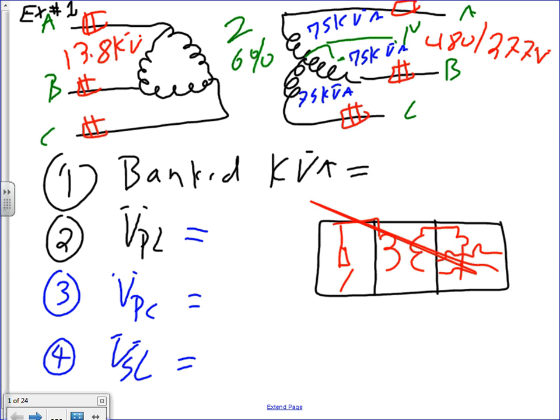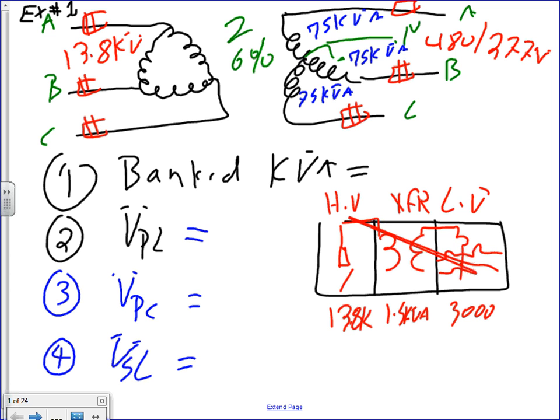And then they call this section high voltage, transformer, and low voltage. In this case, if you want to put this transformer here, the high voltage will be 13.8 kV. This obviously, let's just say it was 1.5 kVA, and this panel, let's just say it was a 3000 amp. All bust together. That's what a unit substation is.